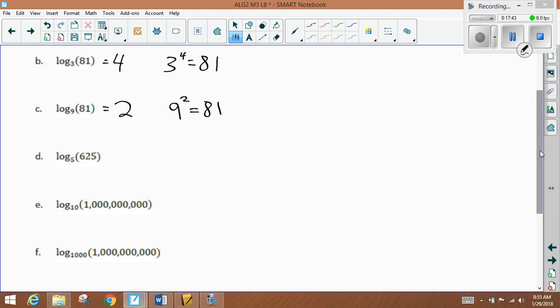Okay. 5 to what power is 625? 4. So that would be that 5 to the 4th is equal to 625. We're going to write that as an exponential equation. 10 to what power is 1 billion? 8. And I don't want to write all those zeros, so.